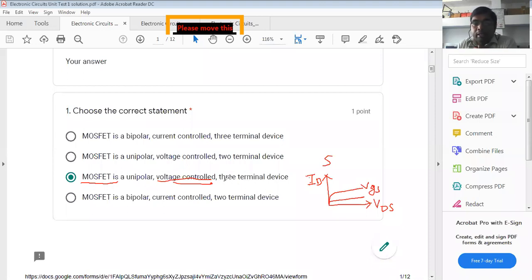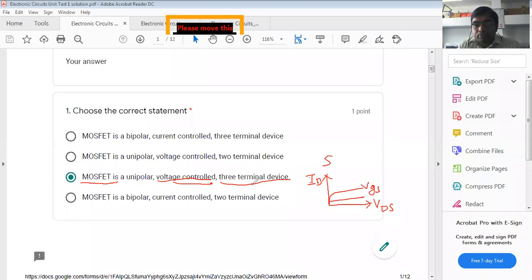So it is a voltage control device, and the other transistor, the BJT, is a current control device. In the MOSFET we have three main terminals: source, drain, and gate. So option number 3 is the correct answer: MOSFET is a unipolar voltage controlled three terminal device. Those who have marked this, it is the correct answer.